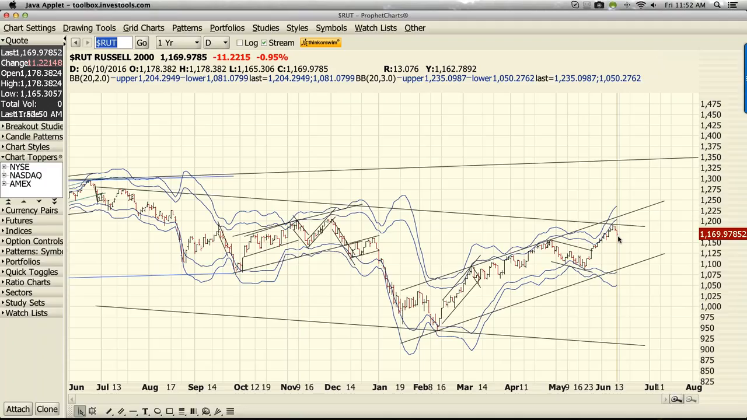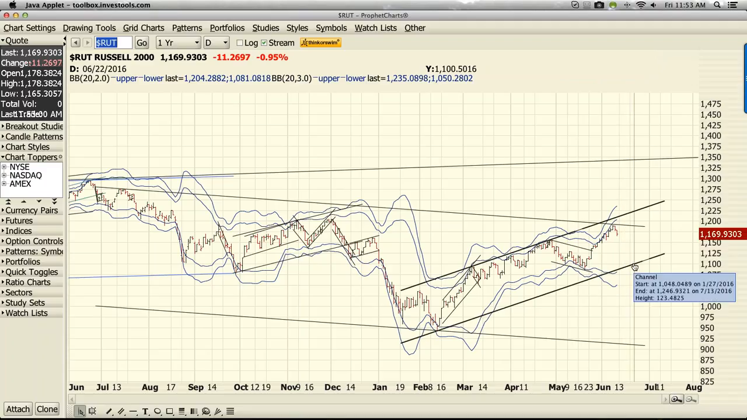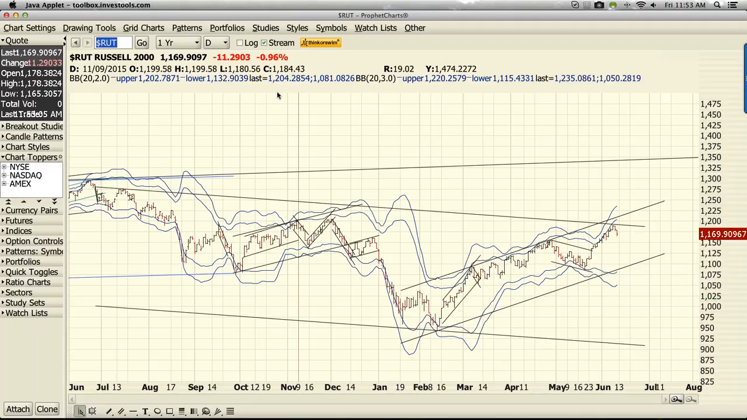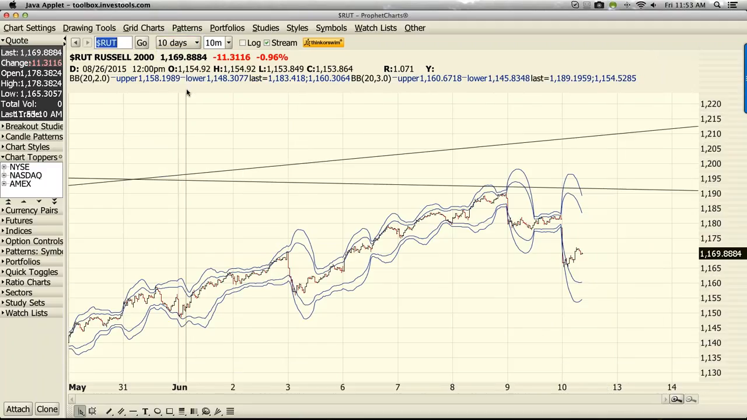So the next thing I would be looking for is, do we move higher and break above this resistance, or do we end up moving lower and either break below this rising support or confirm this rising support? So that's my interpretation of three indexes. I hope that's helpful to you.